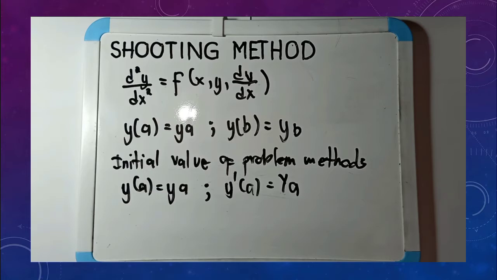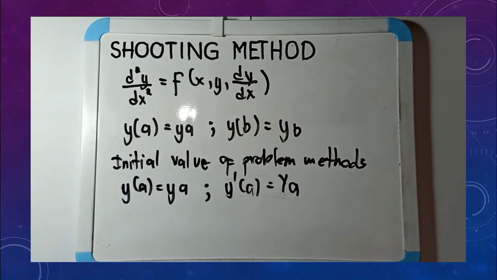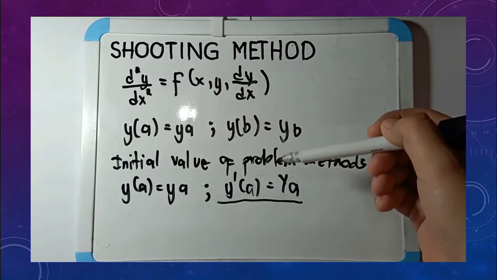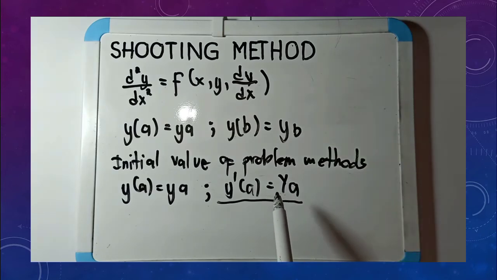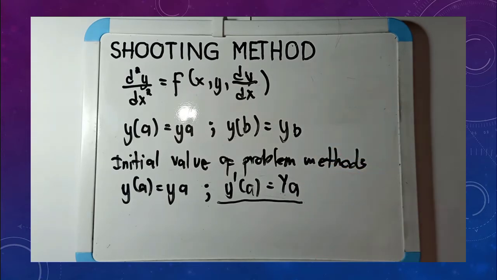Now, what the shooting method does is that in here, we already know this condition at x equal to a because that was already given to us. However, in this part, what we are going to do is replace this condition by this condition. And we cannot directly say that I will replace this condition right here by this because I like it. What we are doing is replacing this condition by this condition because that's what the initial value problem methods will require us to do.